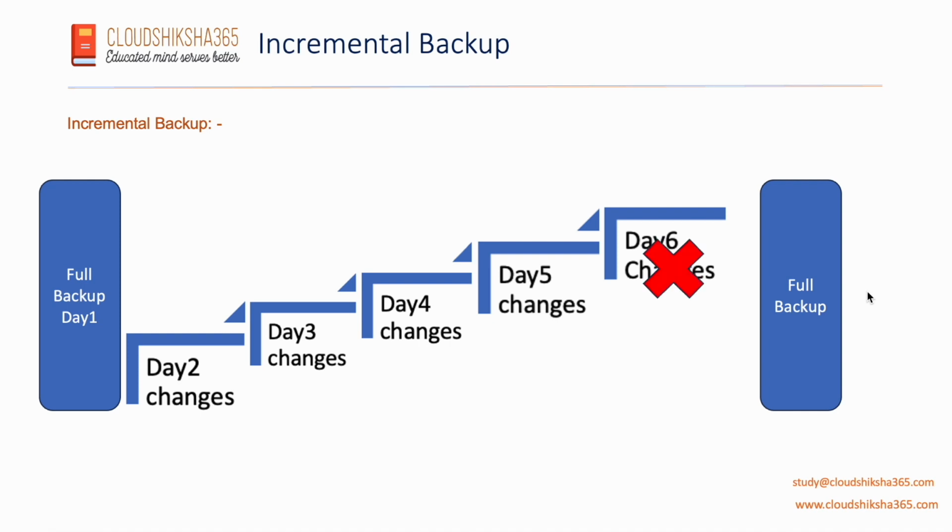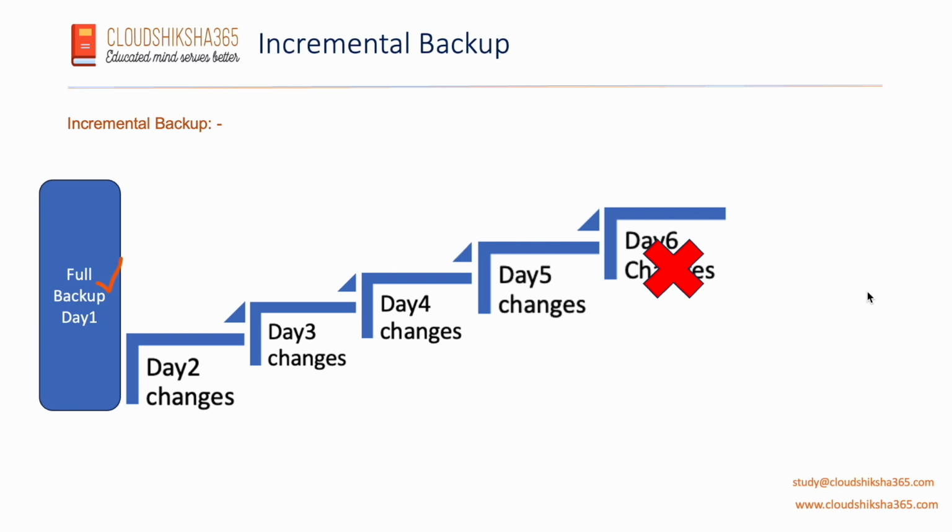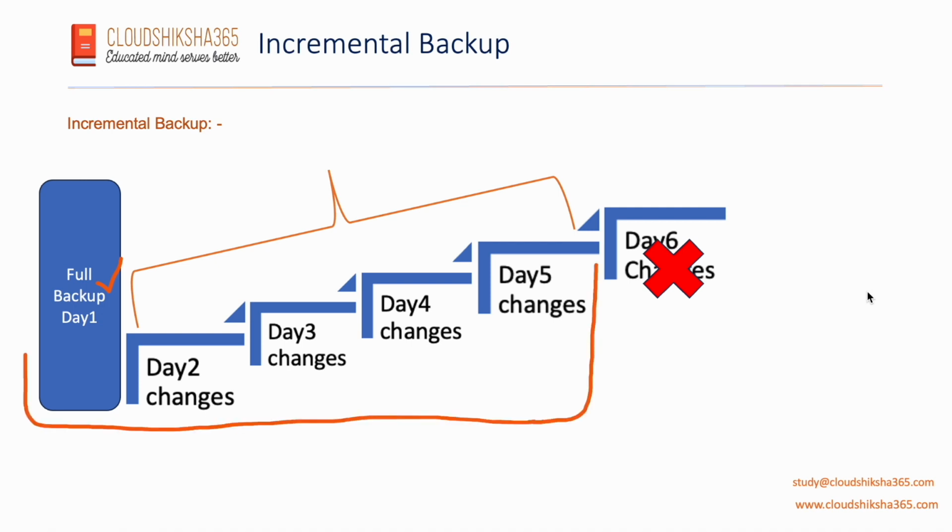Now the example I'm going to take is, let's say something went wrong on day 6 changes, how will you restore your data? In order to restore your data, you would need the full backup copy and all the previously saved incremental backups. That means if you lost data from day 6, then you have to restore your full backup along with day 2, 3, 4 and 5 incremental backups. All these sets of copies are needed. That is incremental backup.